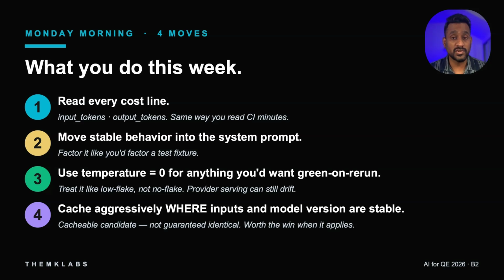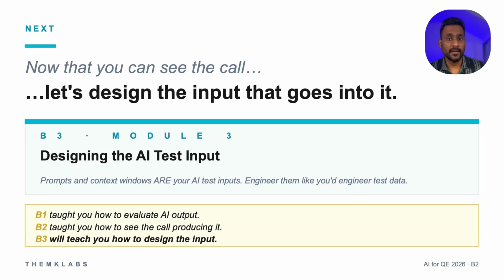Provider serving can still drift on you. Move 4, cache aggressively wherever your inputs and model versions are stable. It's a cacheable candidate, not a guaranteed identical result. But where it applies, it's a real win. And here's the thing, none of this is theoretical. All 4 are things you can ship this week, on Monday morning. Pick one and start there, right?